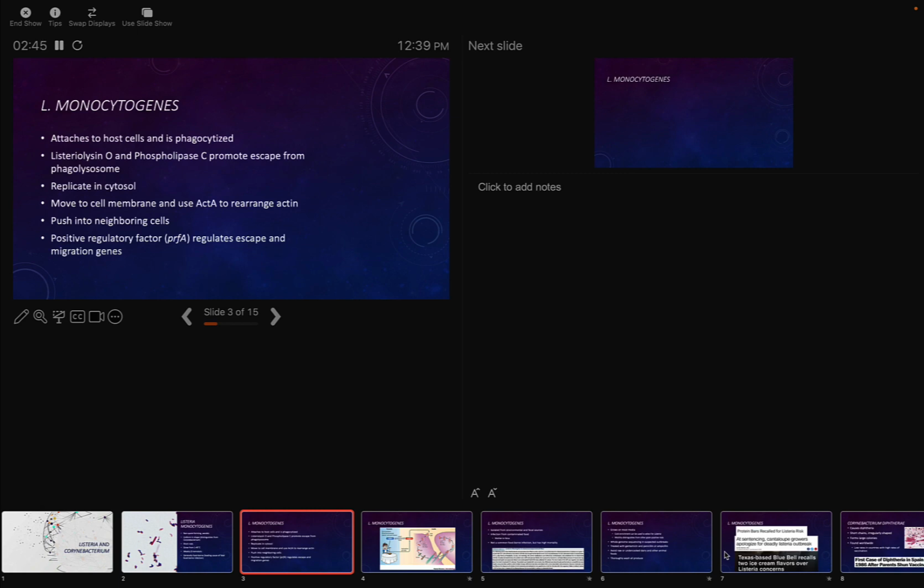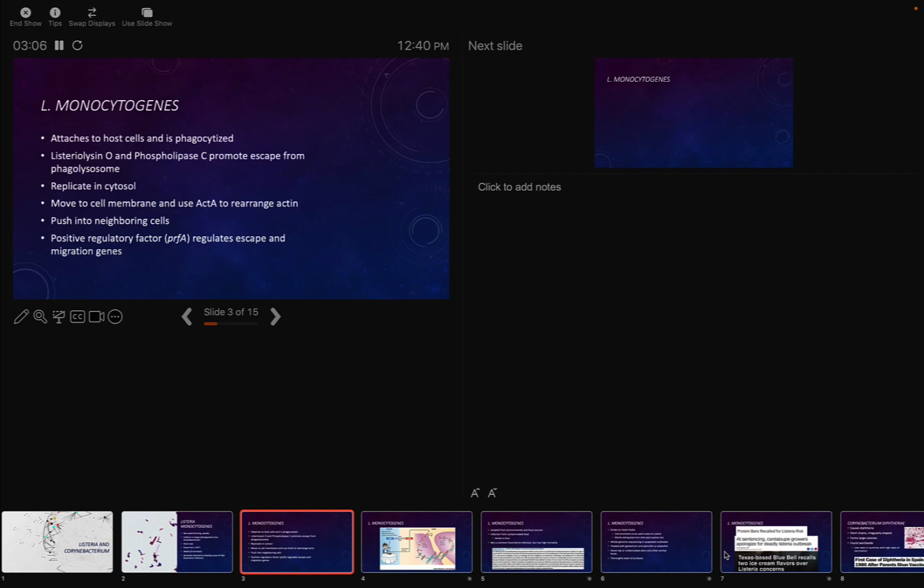So one of the cool things that Listeria does that helps it to evade the immune system really, really well is it actually wants to be phagocytized. So this is one of those bacteria that when it encounters phagocytic cells says, yes, please.